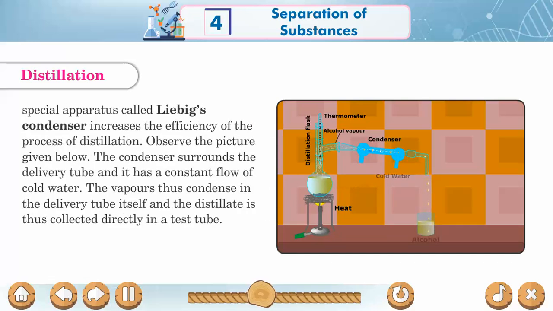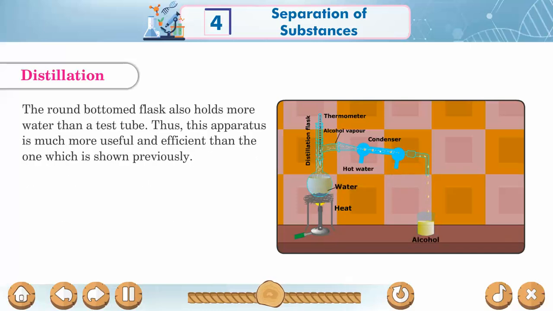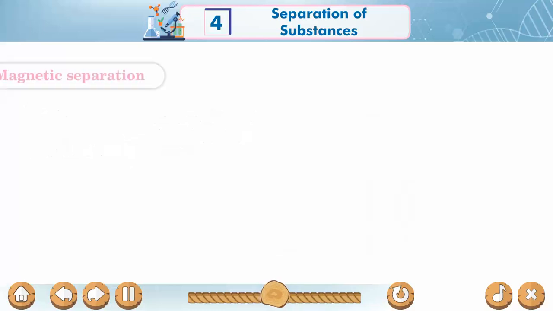A special apparatus called Liebig's condenser increases the efficiency of the process of distillation. Observe the picture given below. The condenser surrounds the delivery tube and it has a constant flow of cold water. The vapors thus condense in the delivery tube itself and the distillate is thus collected directly in a test tube. The round-bottomed flask also holds more water than a test tube. Thus, this apparatus is much more useful and efficient than the one which is shown previously.